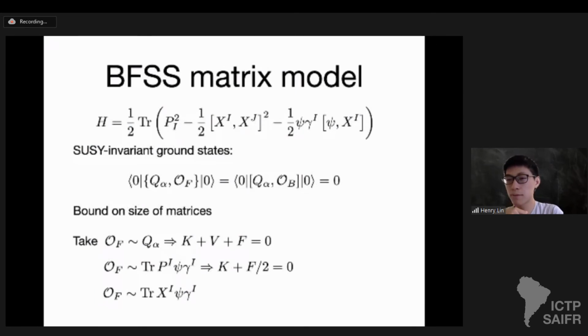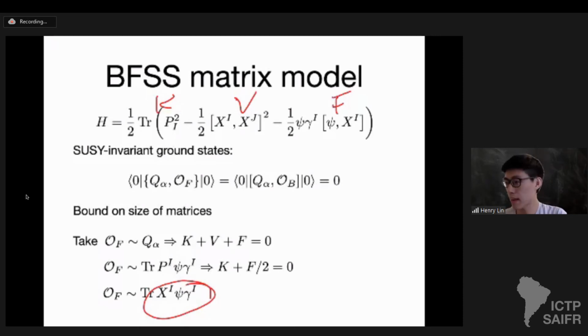If you choose it to be the free supercharge, so the supercharge without the interaction term, then you get the constraint that k, the kinetic term, plus f over 2 is equal to 0. Here this is the kinetic term, this is the potential term, and this is the fermions. Then finally, if you choose the fermionic operator to use x instead of p, you can get some relationship between x and p, which is very close to the uncertainty relation. So just choosing these 3 operators, you get some bound on the size of the matrices, trace x squared or trace x to the 4th.